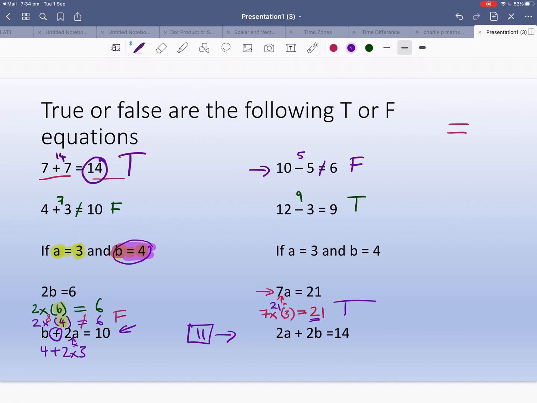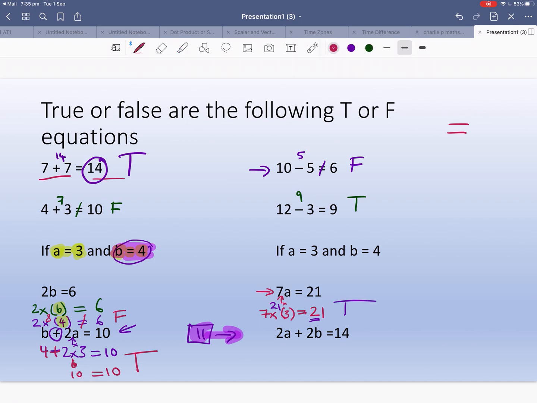equals 10. Well, let's see if it's true or not. 4 plus, what's 2 times 3? 6. 4 plus 6 equals 10. Does that equal 10? Yeah, it does. So it's true. All right, remember. Now you're going to pause and try that one.